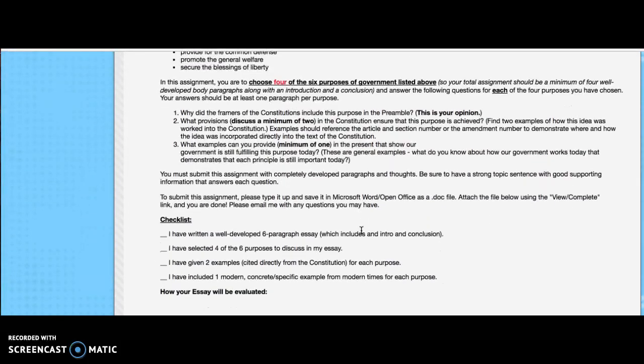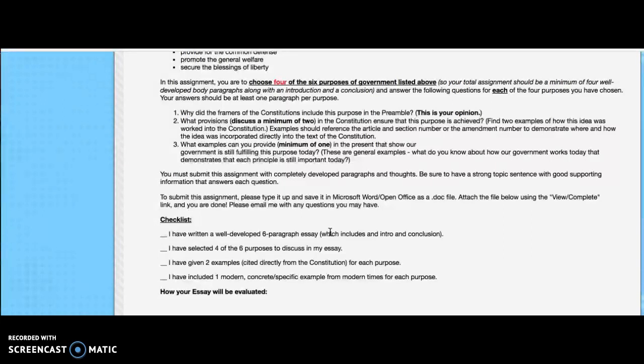So you need to develop a 6-paragraph essay. An introduction that goes through the purpose of our government, what the preamble lays out. Then you're going to have your 4 examples, which will be your body paragraphs, so 1 paragraph per purpose.